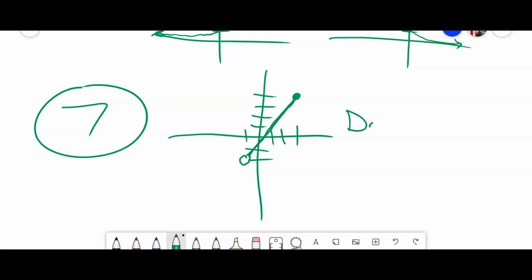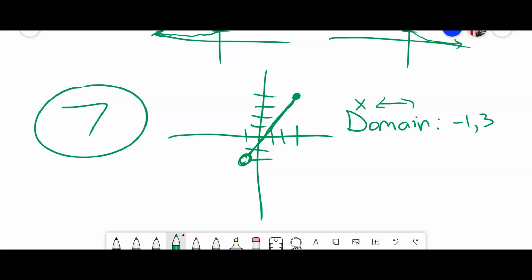All right, let's talk about domain. Domain is always x, which is from left to right, right? So my domain, how far to the left is this point right here? Well, that's -1, comma. How far to the right does it go? Well, it goes over to 3.